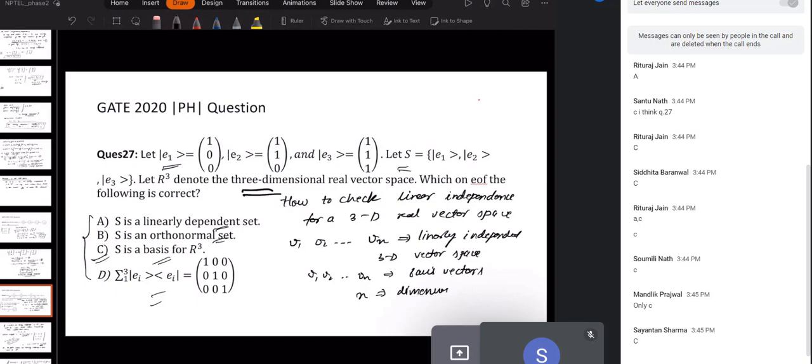Sir, how will we check option B, the orthonormal condition? For orthogonality, you know that if any two vectors are orthogonal, their dot product is 0. So using that, you can just find it. You multiply them and you do not get 0. If two vectors are orthogonal to each other, then their dot product is 0. That is the condition of orthogonality. Yes, that's right. The orthonormality condition is also related to that, with more detail in it.